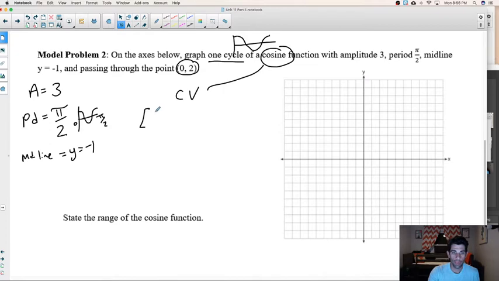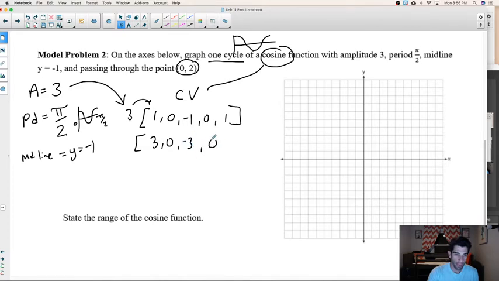So it's going to be 1, 0, -1, 0, and 1. Now, the amplitude was 3, so multiply everyone by 3: 3, 0, -3, 0, and 3.